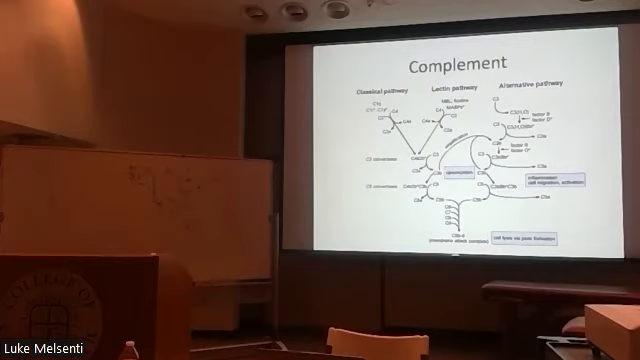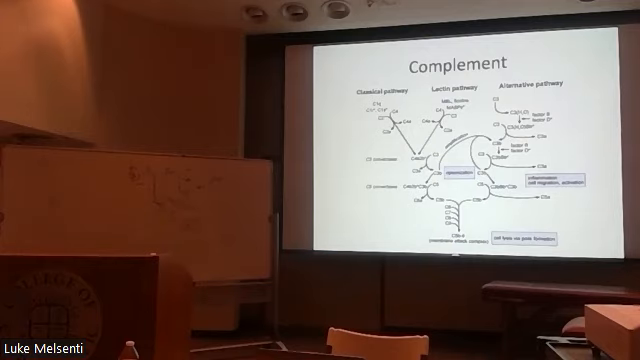And then C3b is going to join to become the C5 convertase. That's going to cause C5 to split. C5b, 6, 7, 8, 9 is the membrane attack complex, and then lysis of the cell. So from C5 on, it's going to be the same pathway.